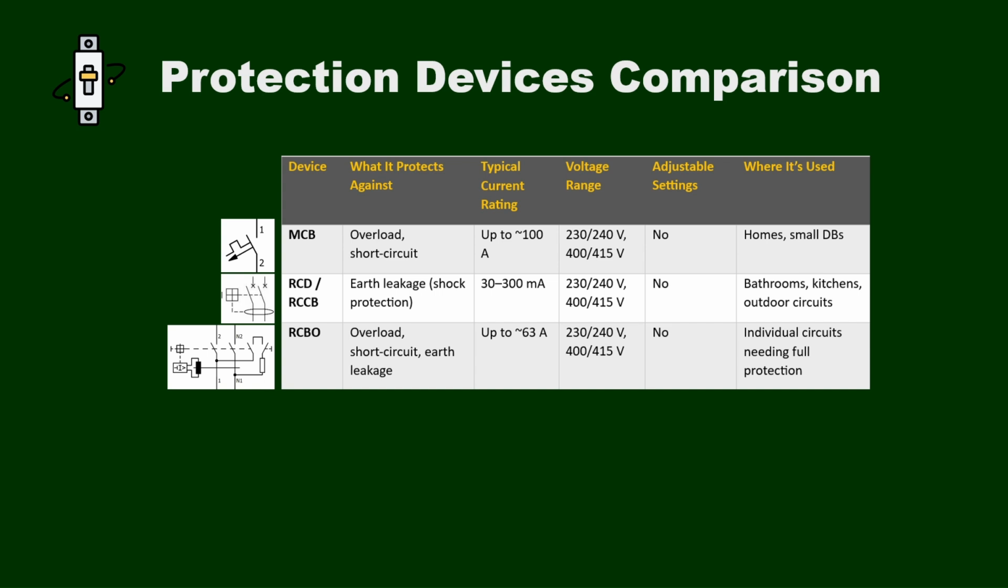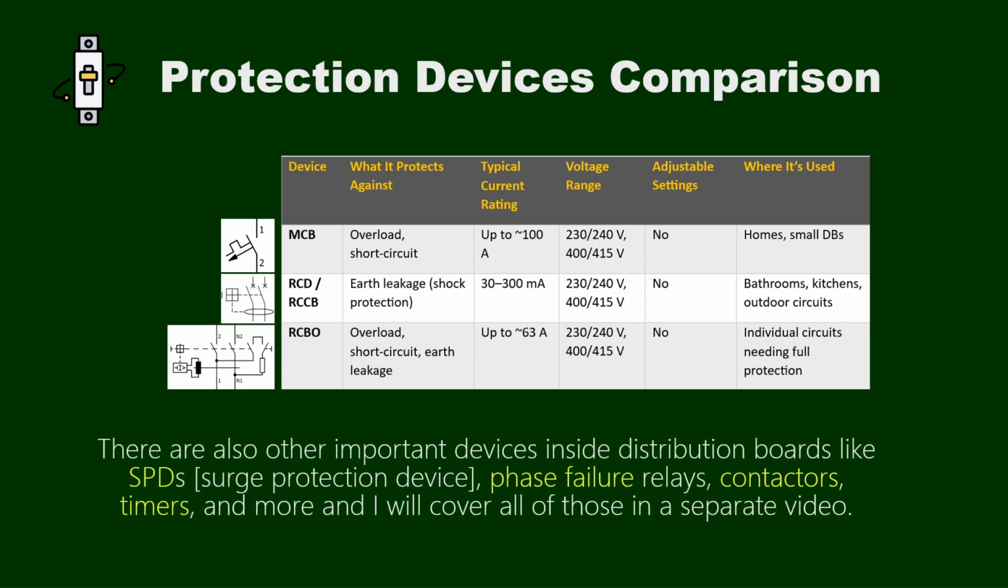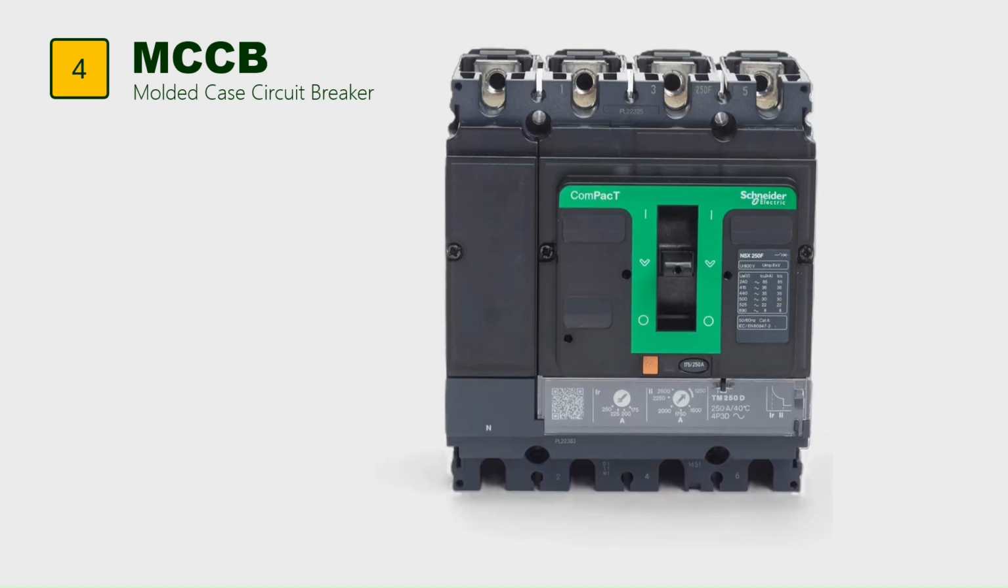There are also other important devices inside distribution boards or AC panels like SPDs, which stands for Surge Protection Device, phase failure relays, contactors, timers and more. And I'll cover all of those in a separate video. Now let's move into the bigger devices used in industrial systems.